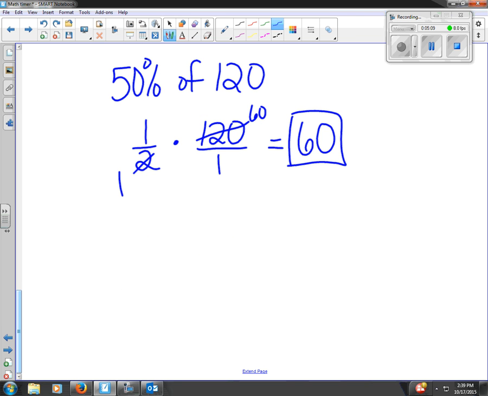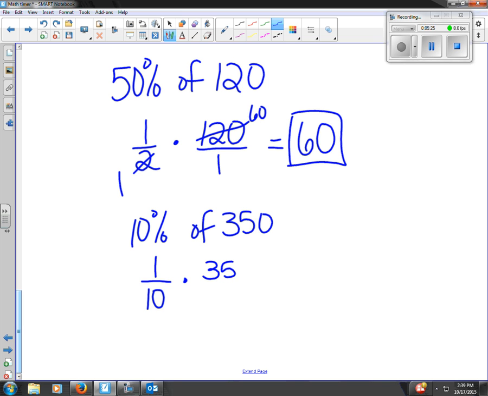Okay, let's try another one. Let's do 10% of 350. Again, 10% is 1 over 10. Of means multiply, 350. Cancel this out, cancel this out. You get 35.